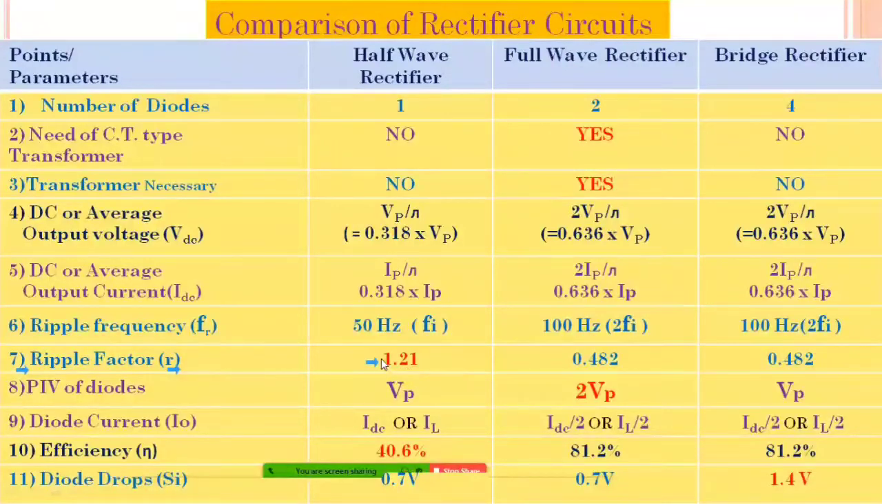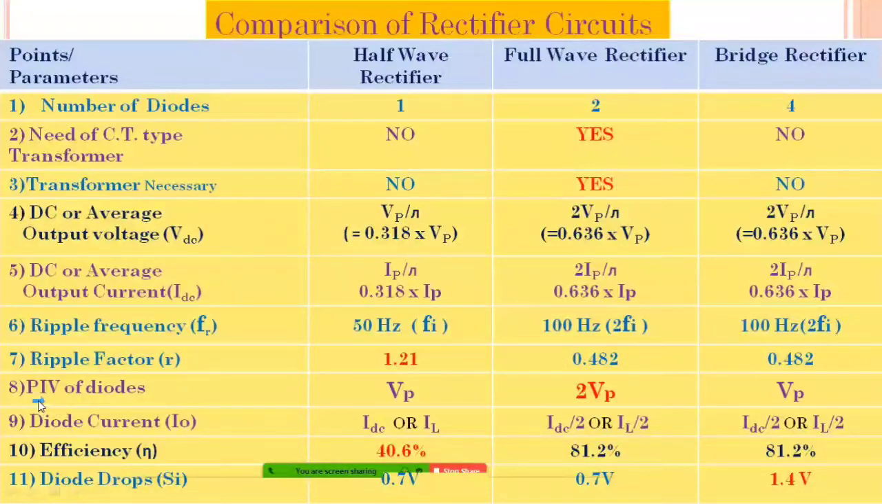Therefore, it is not used in practice because its ripple factor is very high, above 1, 1.21, as one of its disadvantages. In case of full wave and bridge, it is less than 1, 0.482 is the ripple factor, which indicates that there is more DC than the variation present in the rectifier output.